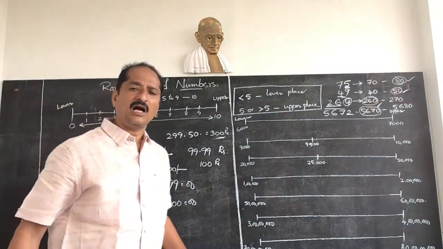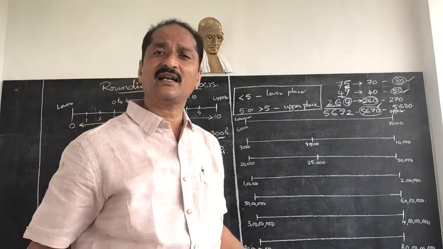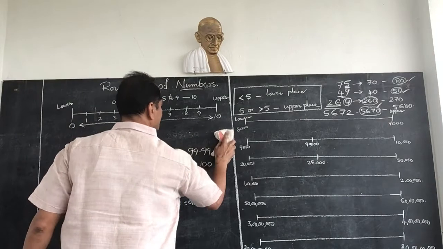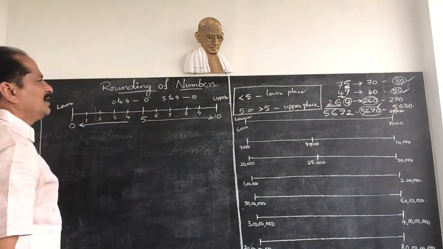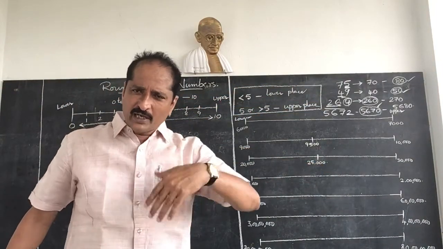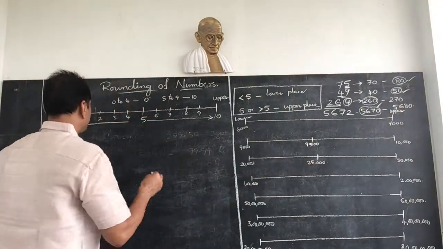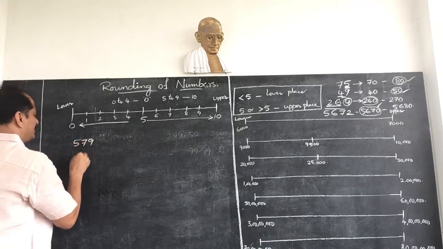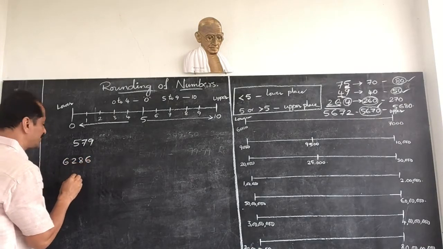Understand? Now, how can you calculate this to the nearest tens place or hundreds place or thousands place? That we can see here. Till now we have observed tens place. Now we can go for hundreds place. Round off the number to the nearest hundreds. For example, see here, 579, 6,286. I am rounding off to the hundreds place.